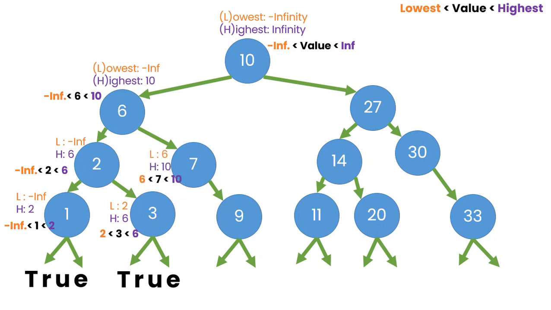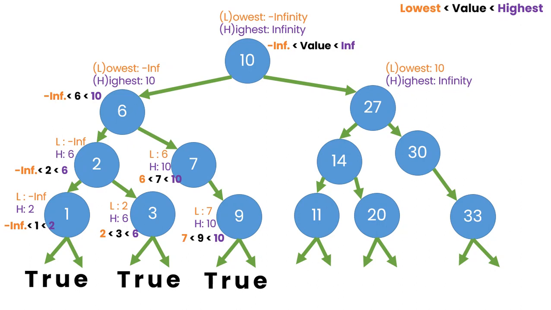And now we check if 7 is within the range. It is. Moving on, the right child is greater than 7, so the lowest is gonna be 7, and the highest is gonna be taken from its parent. So the parent is 7, and its highest value is 10. So we're gonna take this 10 as the highest value. Is 9 in between the range? It is. We return true, and we pop the back stack until we finish our left recursion, and we're gonna move up to the right direction of the root value, which is 27.